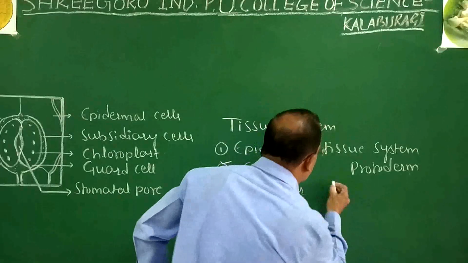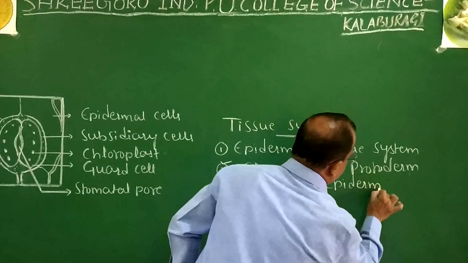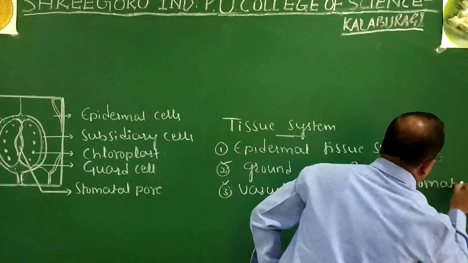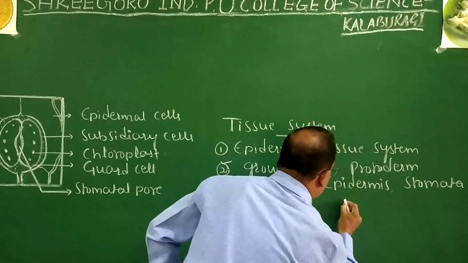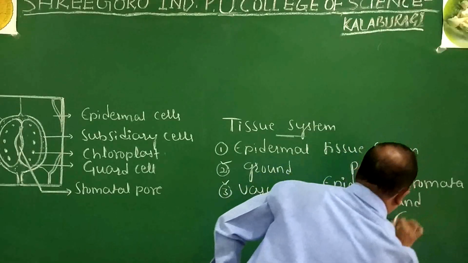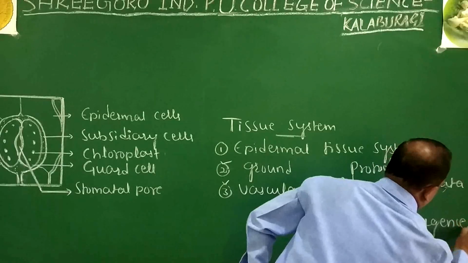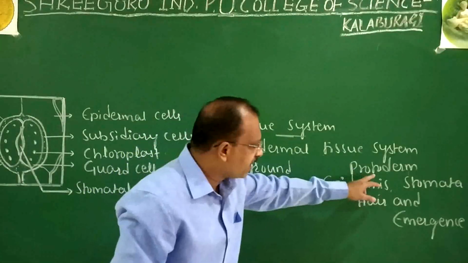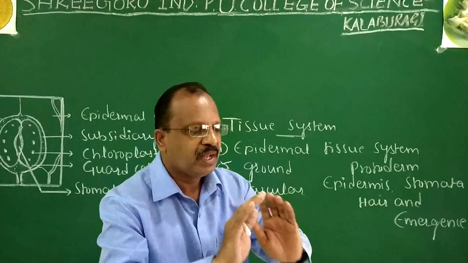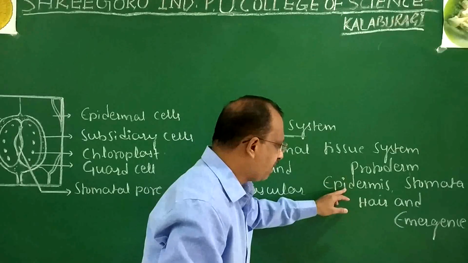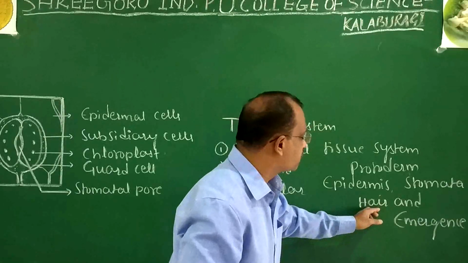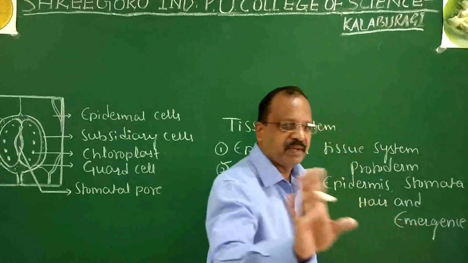This epidermal tissue system includes epidermis, stomata and epidermal appendages. That epidermal appendage includes hair and emergences. This epidermal tissue system is derived from protoderm and covers the outer part of the plant body. This emergence is not mentioned in your syllabus.